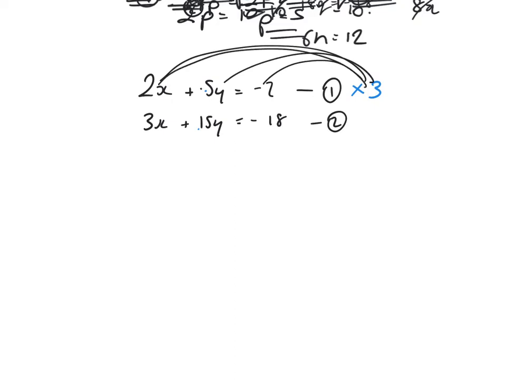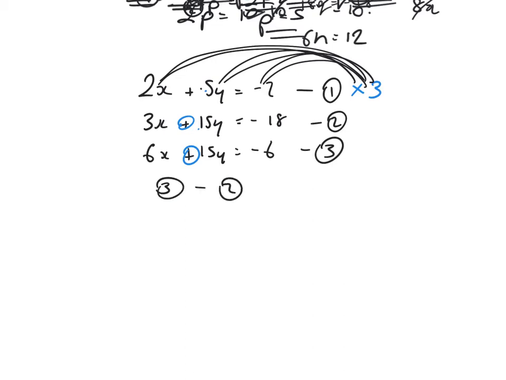So 2x times 3, 6x. 5y times 3, 15y. Minus 2 times 3, minus 6. Equation 3. Signs are the same. I'm going to subtract. Okay, so I'm going to do 3 take away 2. I could do 2 take away 3, that would be fine as well. Okay, so 3 take away 2 is 6x, take away 3x, 3x. 15y take away 15y, cancels out.